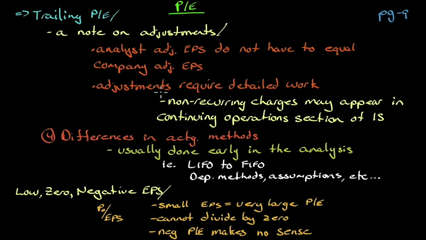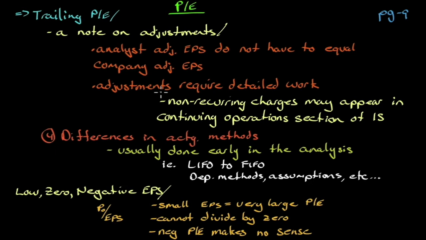Adjustments require detailed work. So that's the whole section on FRA. You have to be able to pull apart these numbers, and comb through the notes of the financial statements to say, okay, this may be non-recurring, this may be recurring. Some non-recurring charges don't actually appear as non-recurring charges. They may actually be in the continuing operations section of the income statement.